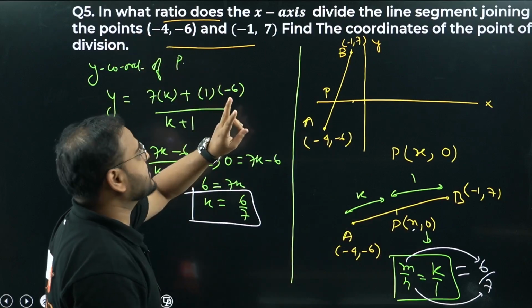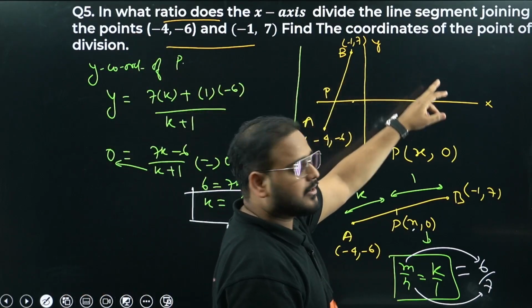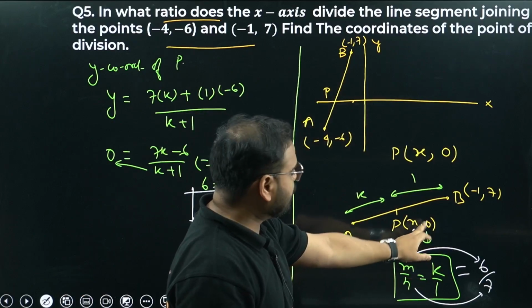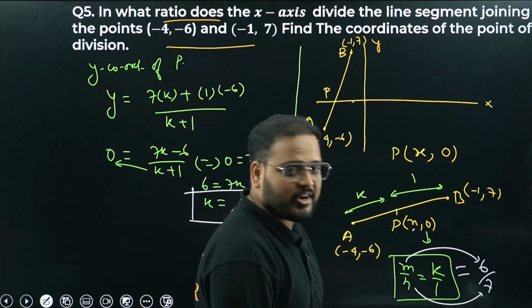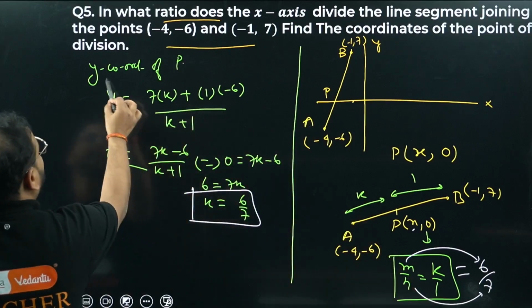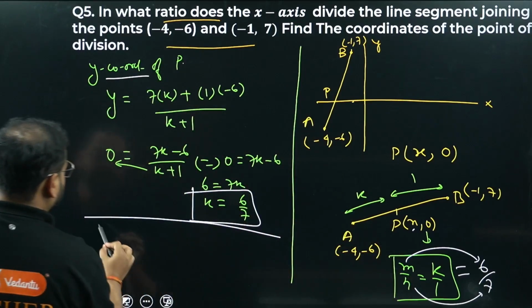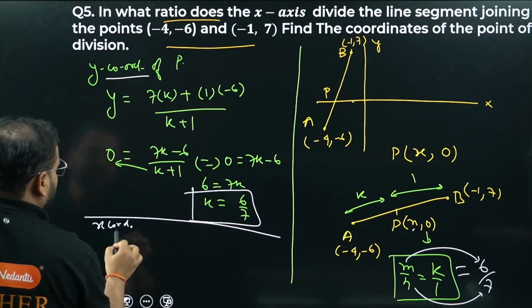Second part is: find the coordinate of the point. X is unknown, 0 I know. If I find x, I'll get the coordinate of the point. Agreed? Okay, so find the x coordinate. How will you find it? Using the same formula for the x coordinate now. Please check.